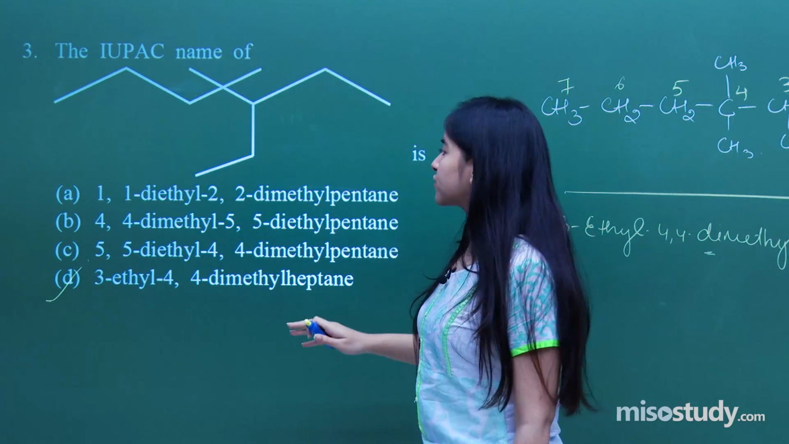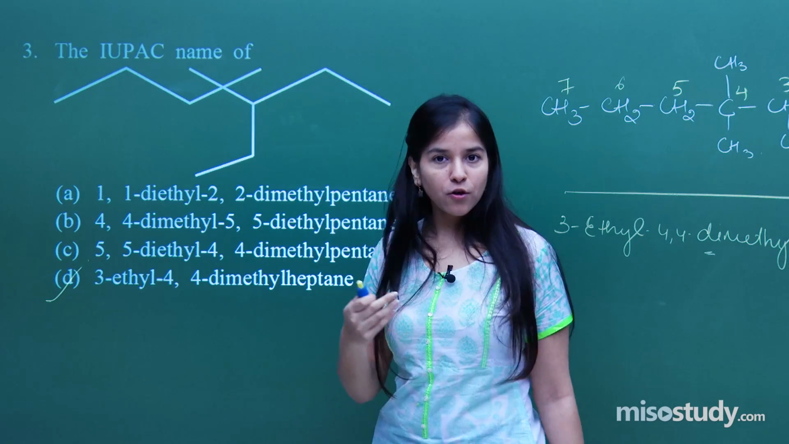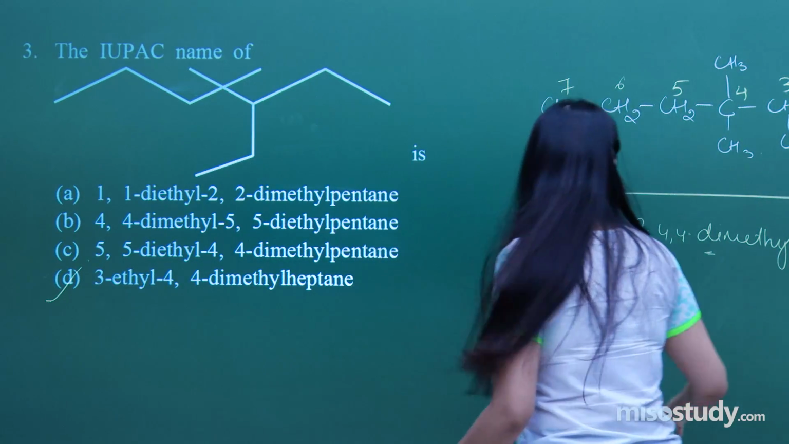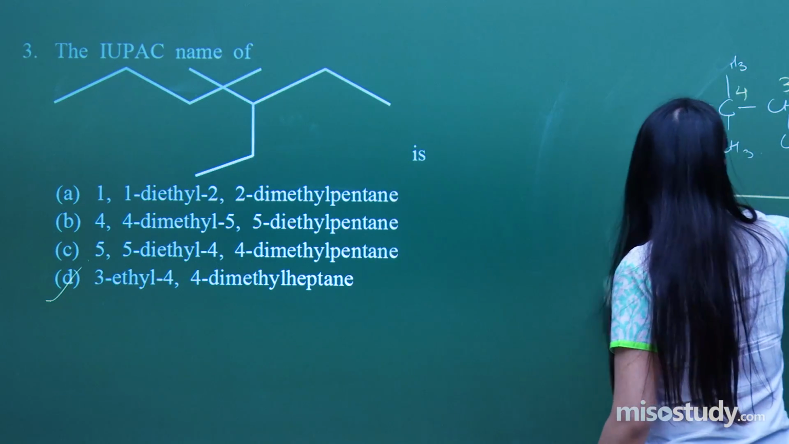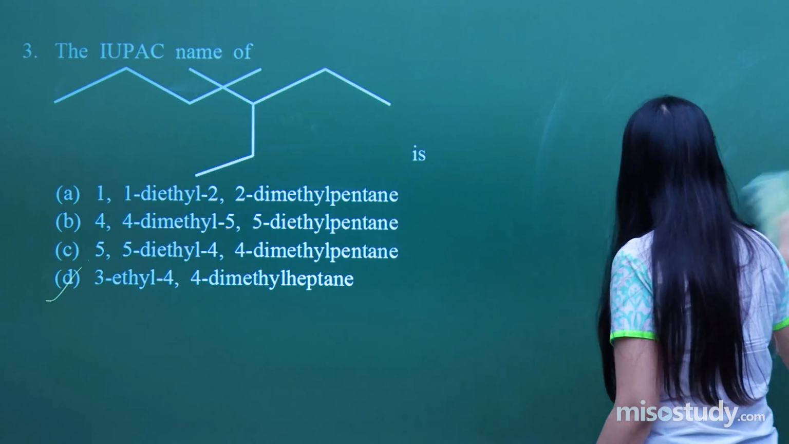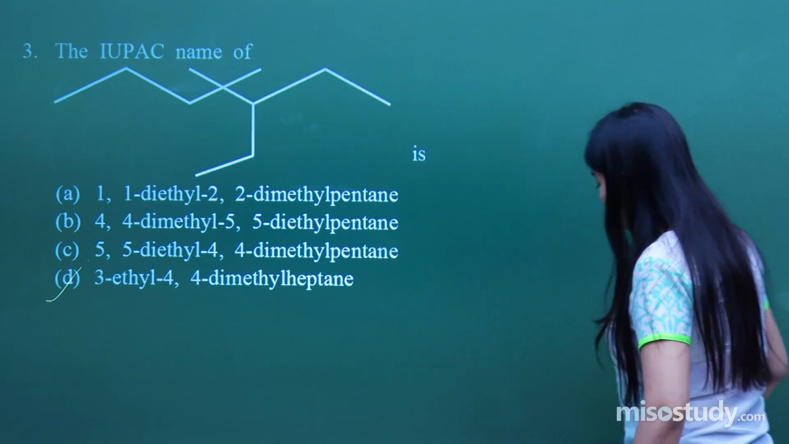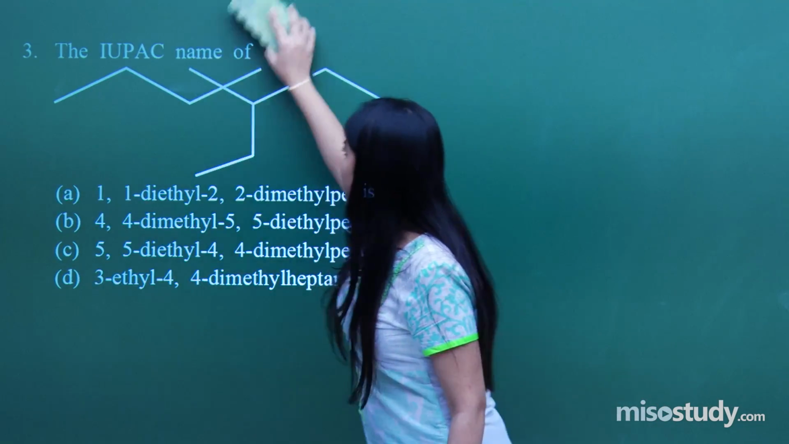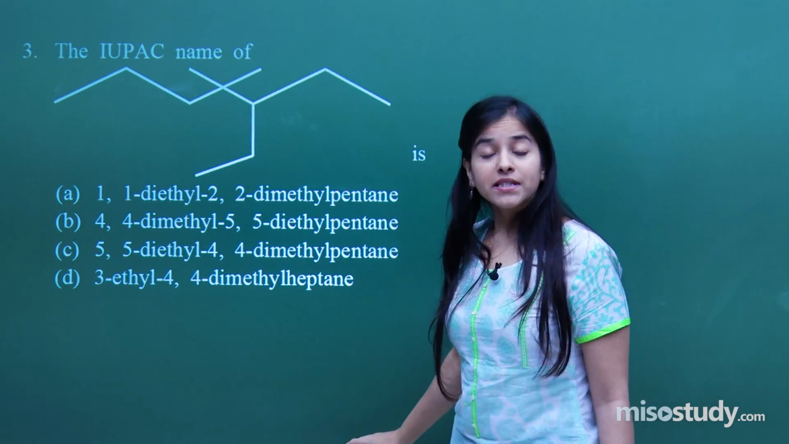I hope everybody has got it. You do not need to analyze the options over here. Just go for the IUPAC name directly. Now let's move on to the next question. I hope everybody is liking it. It's so simple. IUPAC naming has always been a simple task, but you need to have proper knowledge of the rules, what is involved in it.